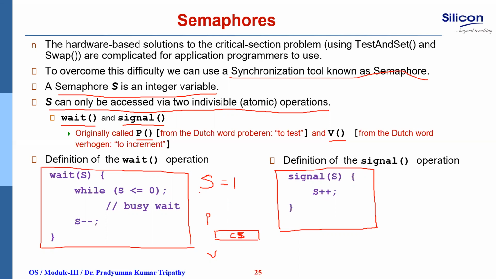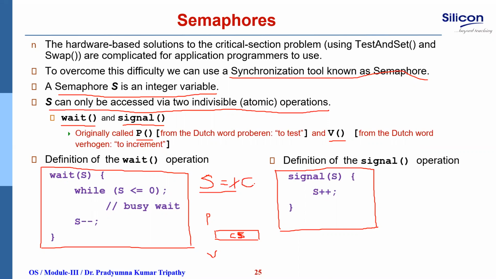What is the semaphore variable I initialized? S is 1. So it will come over here, wait of S. Wait of S means wait 1. While S is less than or equal to 0. Is it less than or equal to 0? So S is not less than or equal to 0. The condition doesn't satisfy, so it will come out of this loop. It will make S minus minus, so it will make it 0.